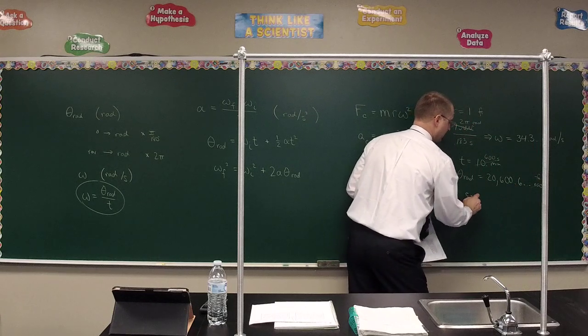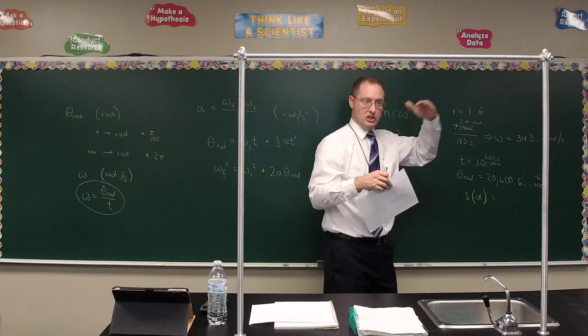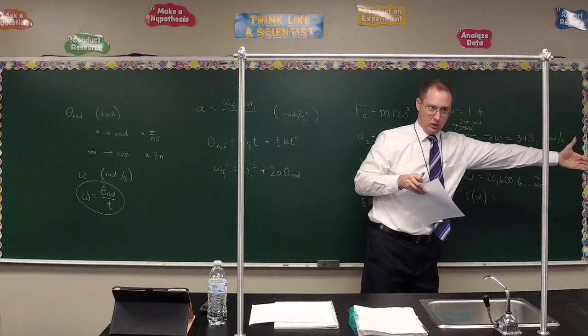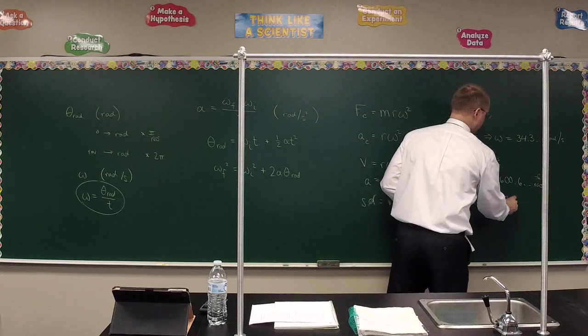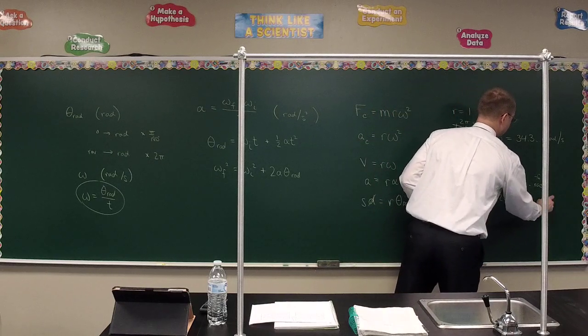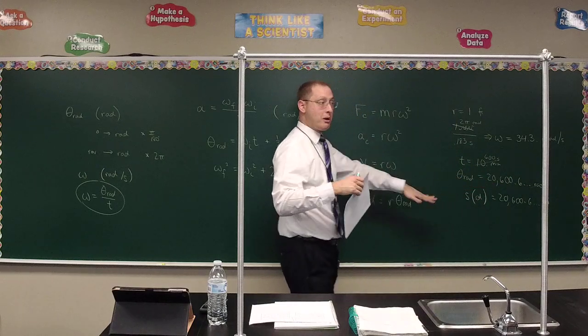Because linear displacement or arc length, whichever one you want to call it, in this case we're talking about a linear distance because the arc is going to be spread out along the roadway. That distance or arc length is 20,600.6 feet. We're just multiplying the angular times the radius. That's where we left off.